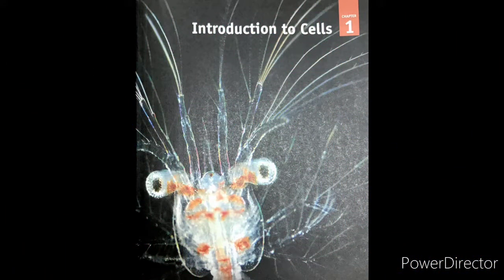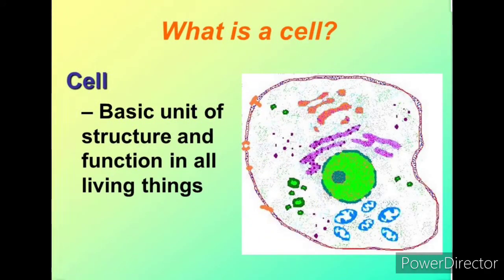Today we are going to start Chapter 1, Introduction to Cells, Lesson 1, Discovering Cells. What are cells? Of course, you know that all organisms are made of cells. Cells form the parts of an organism and carry out all of its functions. Cells are the basic units of structure and function in living things.